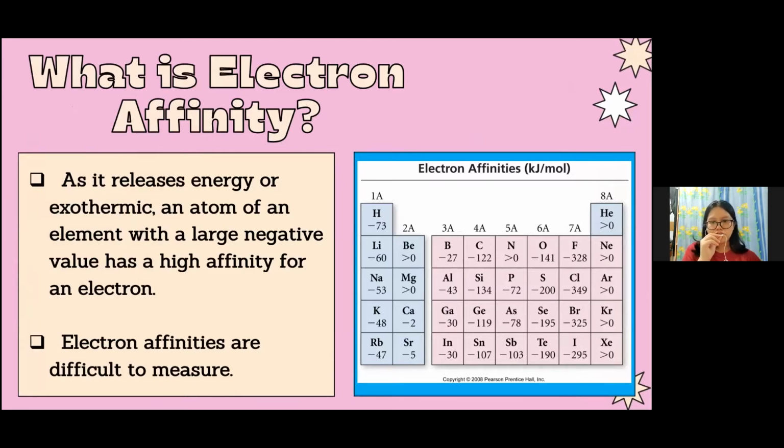From the illustration, we notice that electron affinities become more negative from left to right across the row in the periodic table. On the left side, we can see that the lithium atom releases 60 kilojoules per mole when an electron is added. And on the right side, the fluorine atom releases 328 kilojoules per mole when an electron is added. This shows that fluorine has a higher electron affinity than lithium.